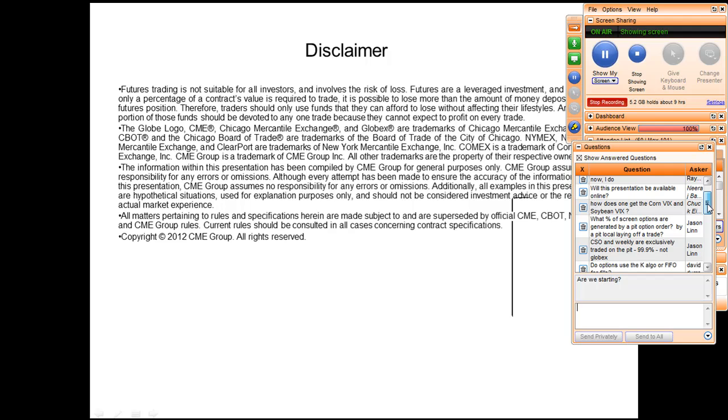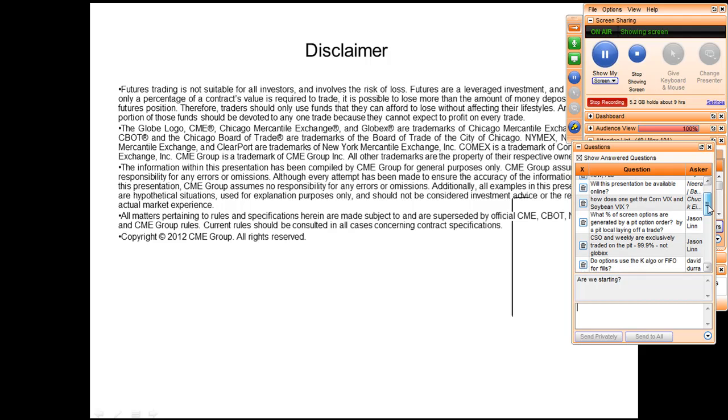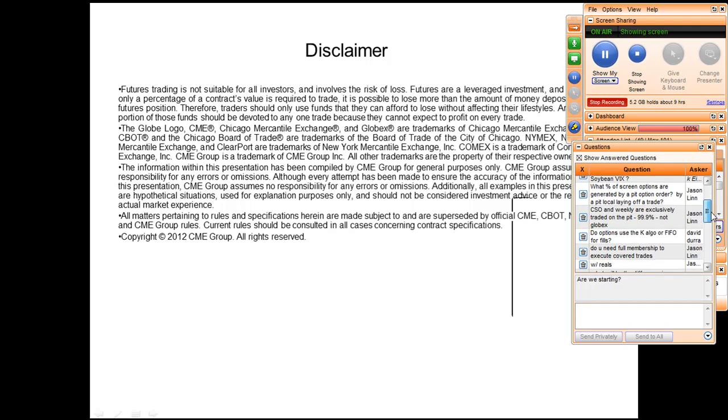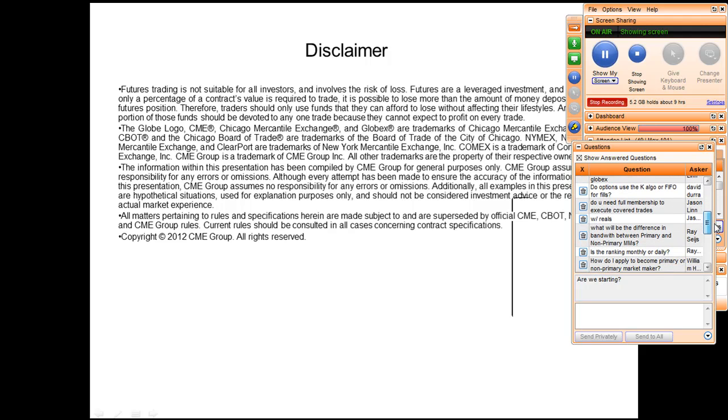How does one get the corn VIX or the soybean VIX? Is that information published by the exchange? That information is published by the exchange. If you have Bloomberg, the code symbols would be CIV and SIV for corn and soybean respectively, and you can find out the corn and soybean VIX. Okay.